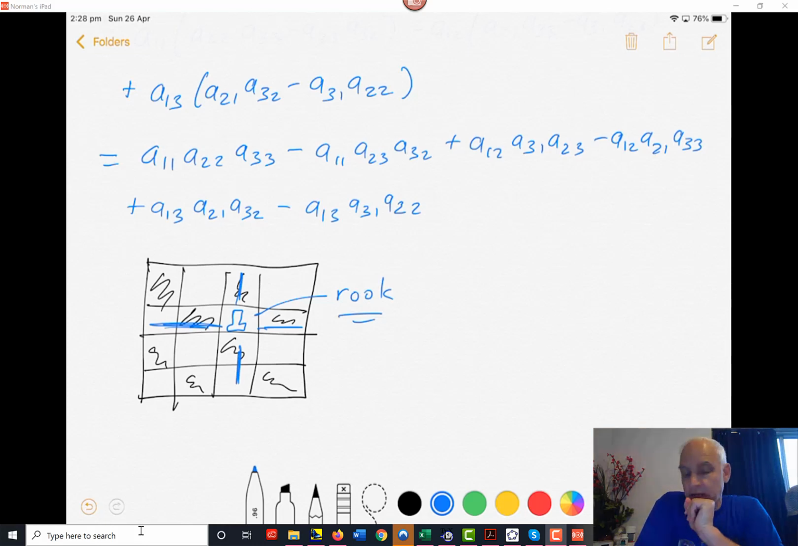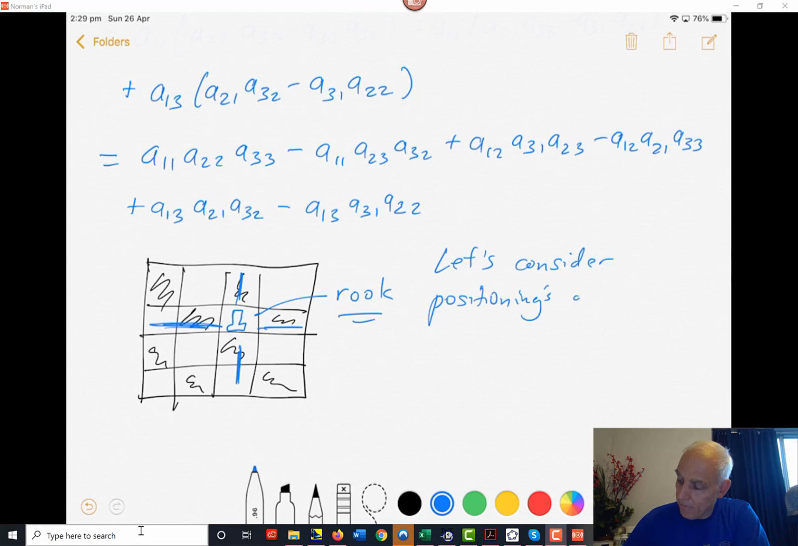And what's kind of interesting is a placement of rooks on a chessboard so that none of them are able to take each other. Okay, so let's consider positionings of n rooks on an n by n chessboard so that none can take any other.